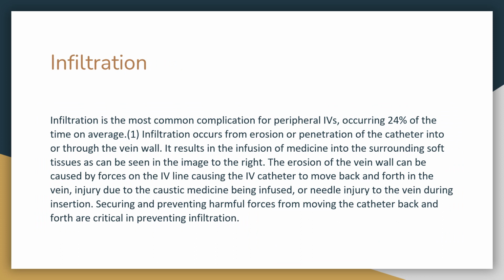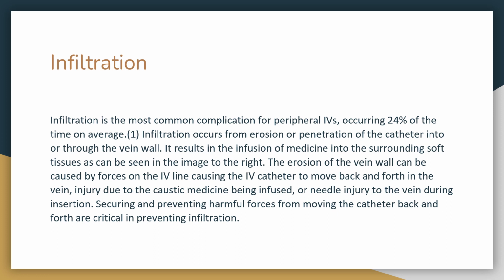Then we have infiltration. Infiltration is the most common complication for peripheral IVs, occurring 24% of the time on average. Infiltration occurs from erosion or penetration of the catheter into or through the vein wall. It results in the infusion of medicine into the surrounding soft tissues and can be seen in the image to the right. And actually, the way this is being recorded, it's ended up below us.